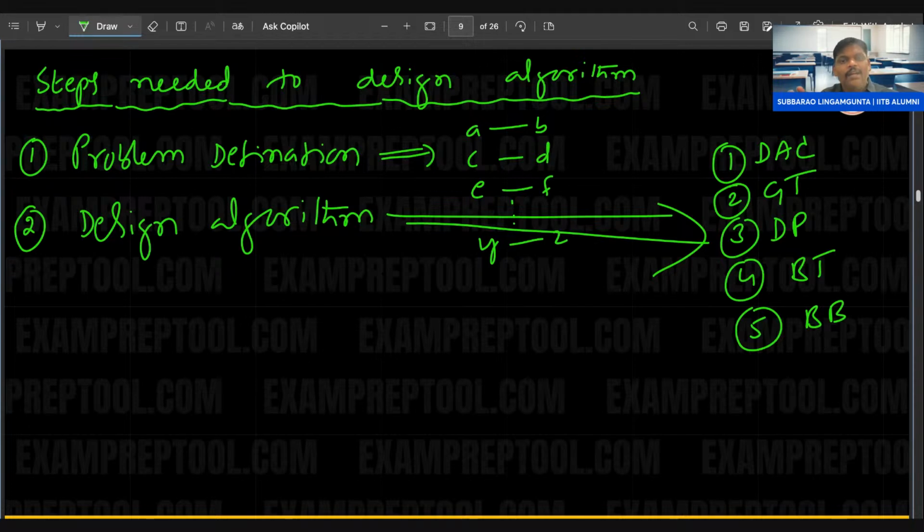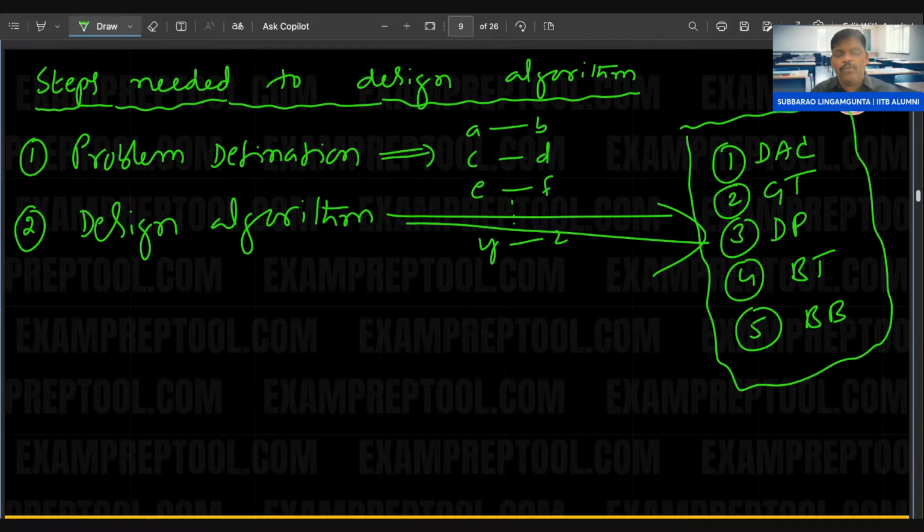But in general terms, these are the things: divide and conquer, greedy technique, dynamic programming, backtracking, branch and bound. When you are solving practice problems, you will see all the patterns indirectly or directly came from these five things only. So again I'm starting now.